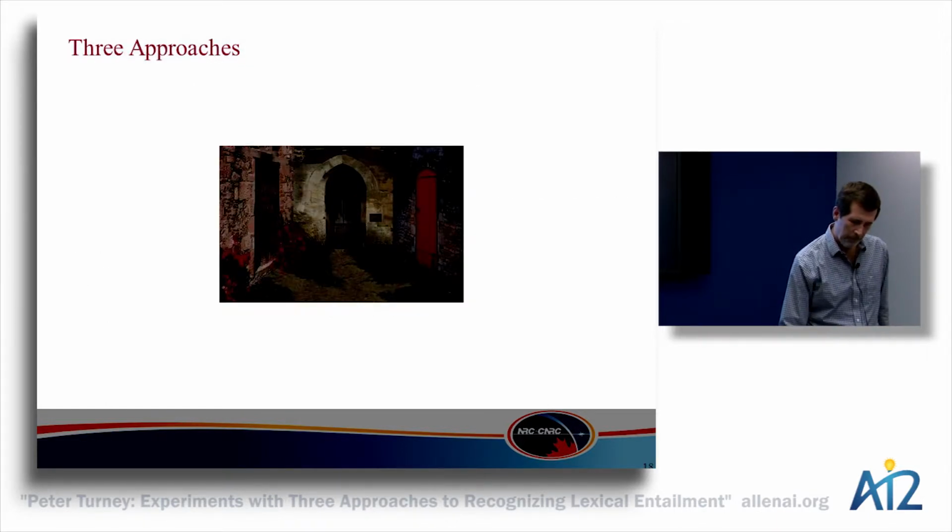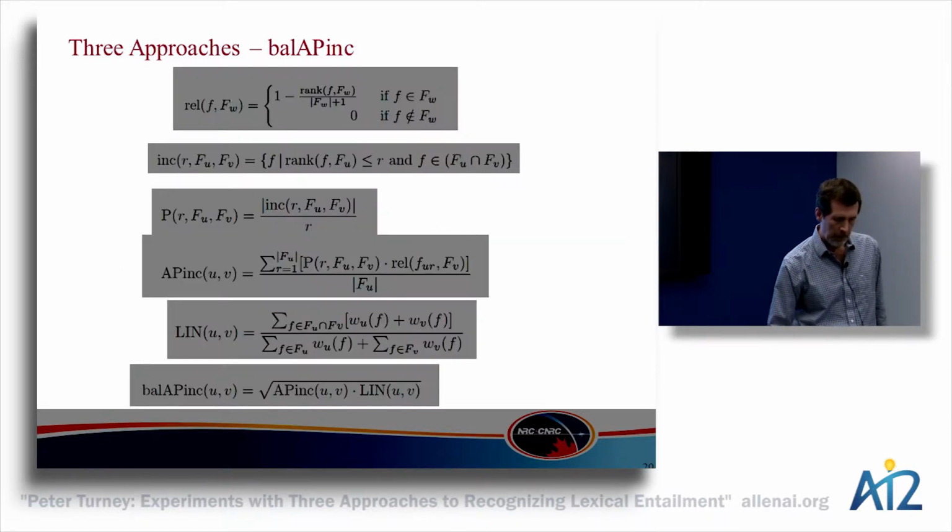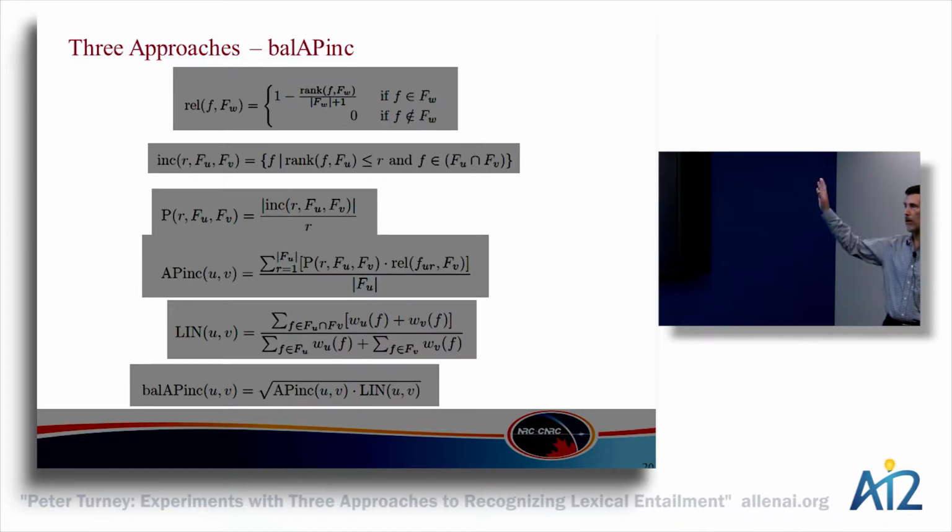So BALAPINC is based on the context inclusion hypothesis and generates a real-valued similarity measure that's sensitive to the order of the pair AB. These are the equations that define BALAPINC, and I don't intend to go through them and explain them to you. I just wanted to give you a sense of how complicated BALAPINC is. It's not an intuitive thing.